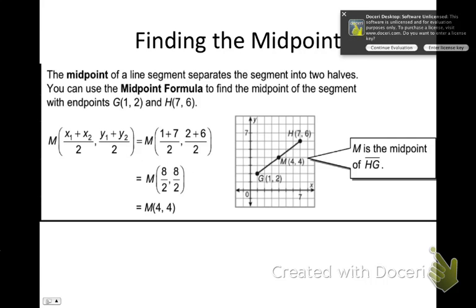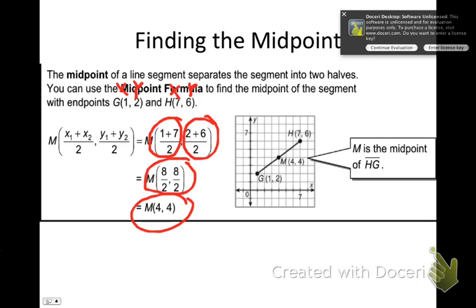So as I look at my ordered pairs here, I have my x value and I have my x value. I add my x values, 1 plus 7, and I write it over 2. And then I add my y values, 2 plus 6, and I write it over 2. I then simplify, 1 plus 7 is 8, 2 plus 6 is 8, still all over 2. I simplify, I get my midpoint of 4, 4. And again, if you look over here, that means my two segments there are congruent. That is where the location of the midpoint is.